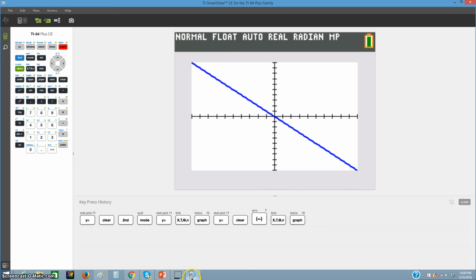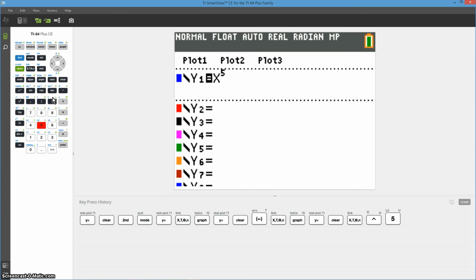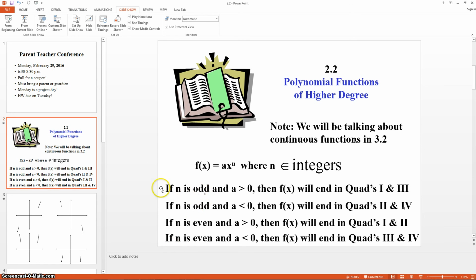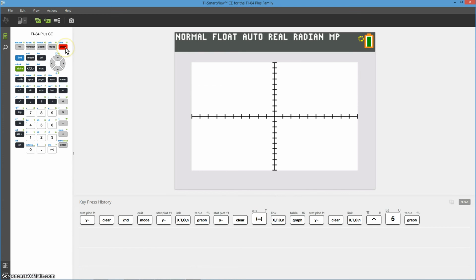So let's type in x to the 5th power. X to the 5th power, where n, the exponent, is odd, and a, the coefficient, is positive. So if we look at our rules, that's this first rule right here, and we know that it's going to start and end in quadrants 1 and 3. Let's see if that's true. It is true, quadrants 1 and 3.